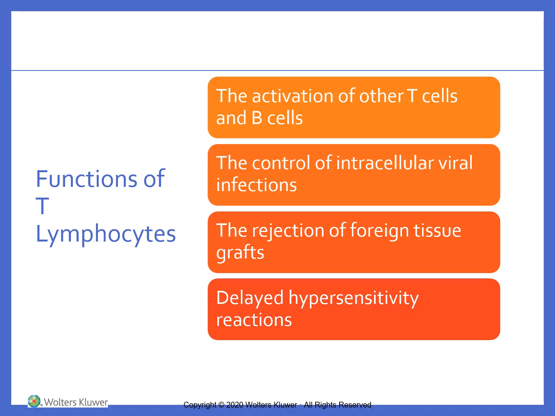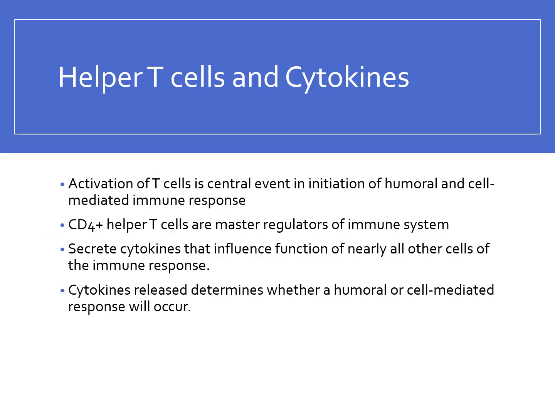So a little bit more about the T lymphocytes. Functions of the T lymphocytes: they can activate other T cells and they can activate the B cells. They largely control intracellular viral reactions. T lymphocytes are also responsible for things like rejection of foreign tissue grafts, so during things like organ transplant. And they also play a role in something called a delayed hypersensitivity reaction. So, different types of T cells. We have helper T cells and cytokines.